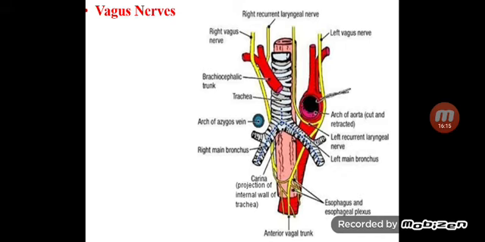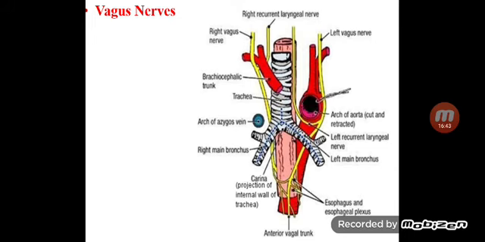Then it descends through the esophageal opening in the diaphragm, in front of the esophagus. As I said, it descends anterior to the esophagus and reaches the anterior surface of the stomach. The right goes to the posterior surface of the stomach, and the left descends on the anterior surface of the stomach. So the left vagus descends anterior to the esophagus and the right vagus descends posterior to the esophagus.